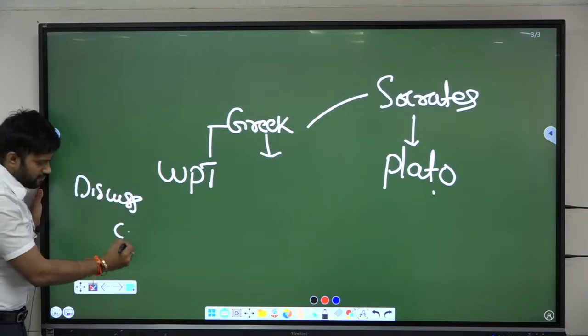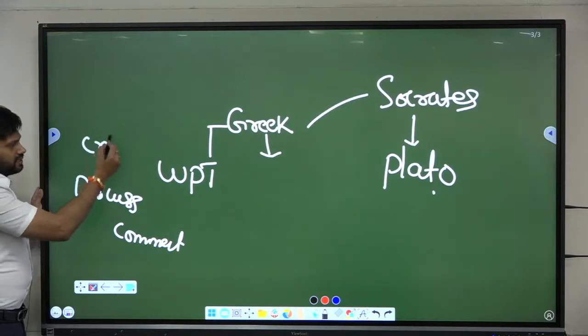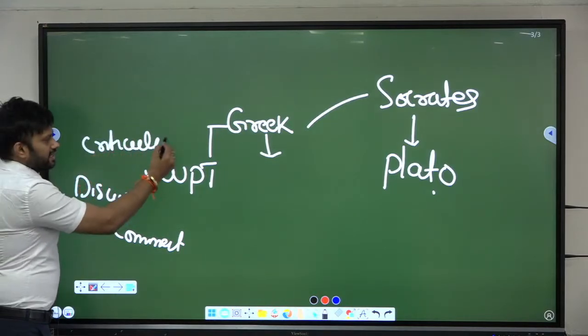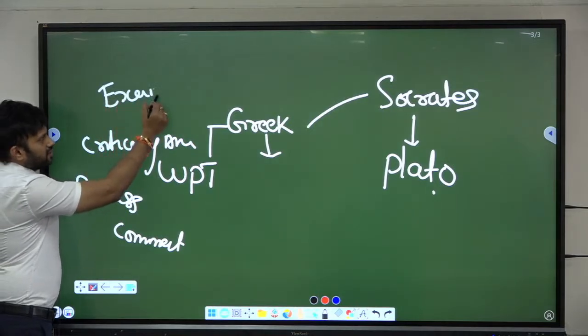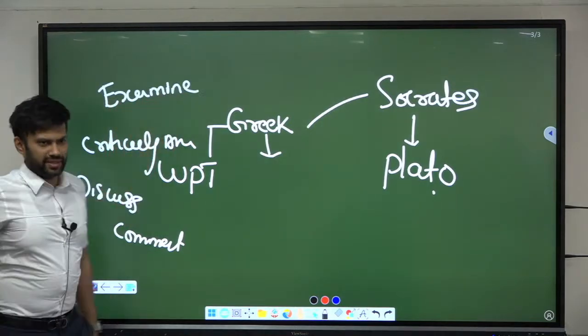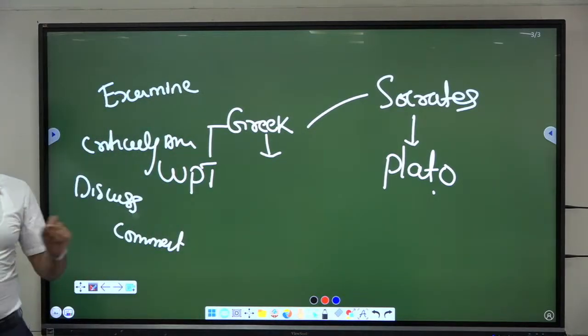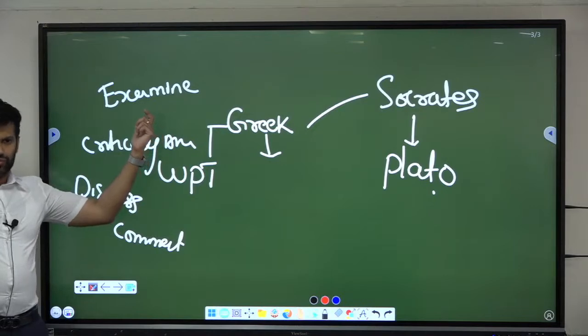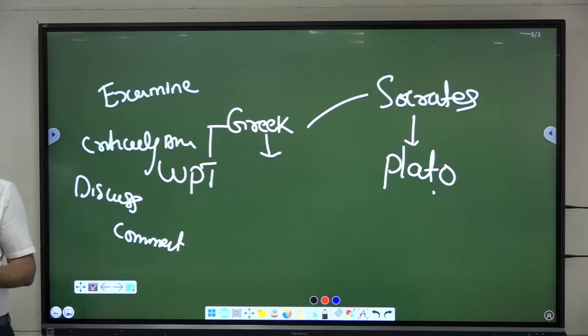Discuss, comment, critically analyze, examine. So when you see these, these are the question tags attached to theory. So they might ask, critically examine Plato's idea of philosopher king.